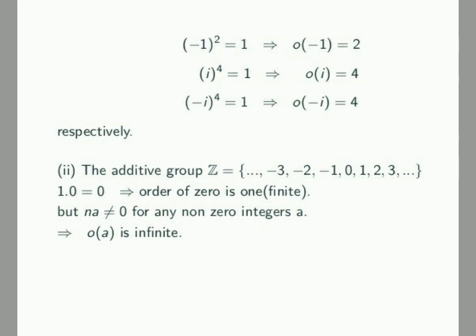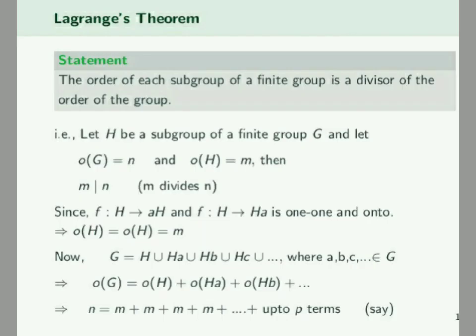Finally, the fourth one is similar to i. Minus i square into minus i square equal to 1 into 1. Therefore, order of minus i equal to 4. Therefore, the orders of the elements are 1, 2, 4, 4. Okay. Second one, consider the additive group Z equal to the set of all minus 3, minus 2, minus 1, 0, 1, 2, 3, which is of infinite order. Since 1 dot 0 equal to 0, therefore order of A is infinite.